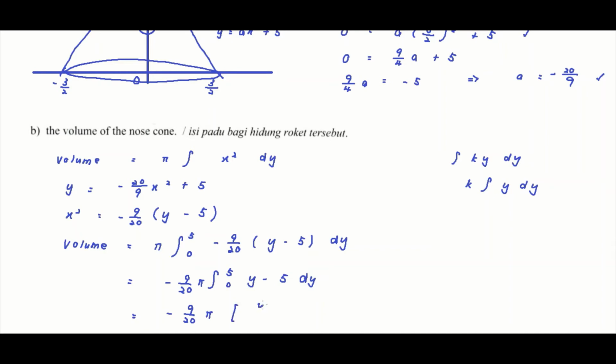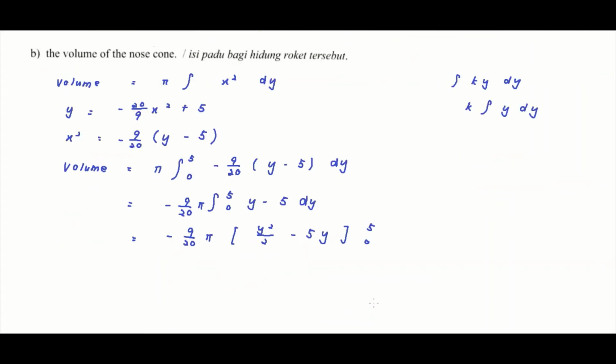After you integrate, you'll be able to get y squared over 2, then minus 5y. Then you're going to substitute 0 to 5. So let us substitute the numbers. Substitute 5 first: 5 squared over 2 minus 5 times 5. If I substitute the 0 here, what do I get? 0 divided by 2, then 5 multiplied by 0, so I'll get 0, right? You can just do it like this, but make sure you're pretty sure that it's going to be 0.